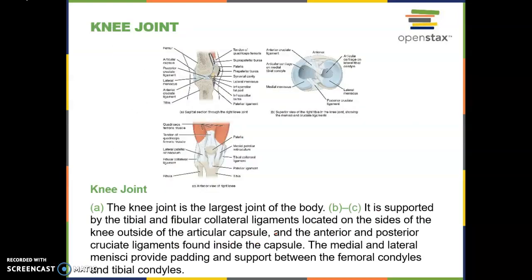Looking at the knee joint, it's the largest joint of the body. There are collateral ligaments, there are cruciate ligaments, and there are menisci that support the knee joint. We will talk about the knee joint in depth in our lab PowerPoint. A video talking about the knee joint and the shoulder joint will be uploaded in your lab PowerPoint section. Please follow that for both lab and lecture exams.